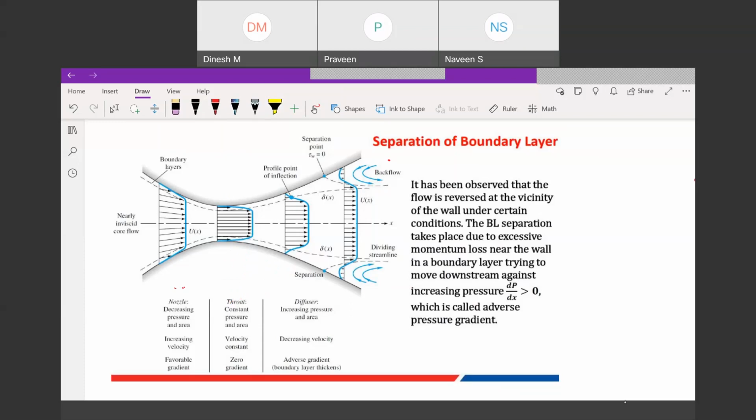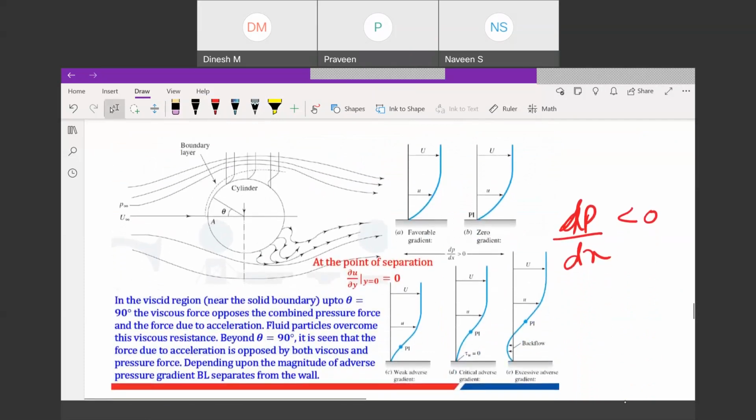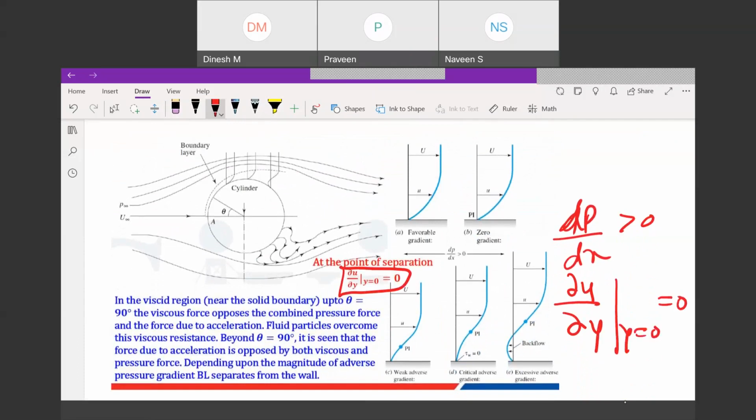The adverse pressure gradient is responsible, but mathematically dp by dx greater than 0 is not the point where separation happens. Separation happens at the point where dou u by dou y at y equals 0 is 0, and not this one. Sometimes they have asked this question, and given in the options dp by dx less than 0, dp by dx greater than 0, equals to 0, and only one of these will be given. Dou u by dou y at y equals 0 is 0. This is the answer, and not dp by dx.